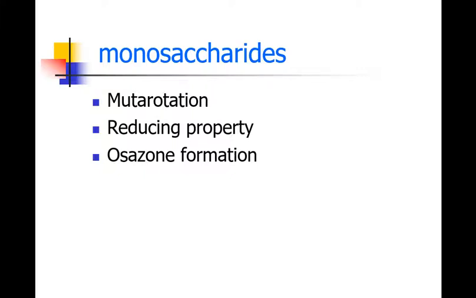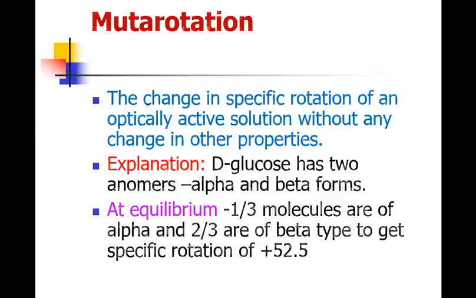Properties about monosaccharides, that is mutarotation, reducing property and osazone formation. Mutarotation is very important for short questions. So it can be asked in very short questions or short questions.